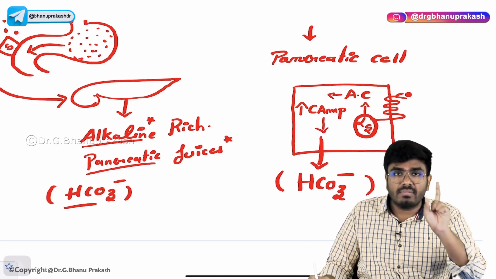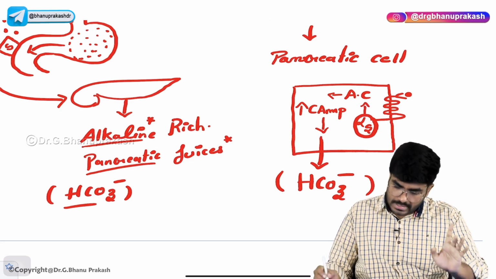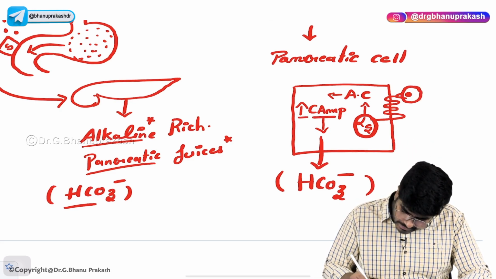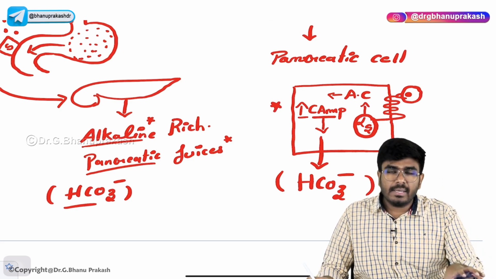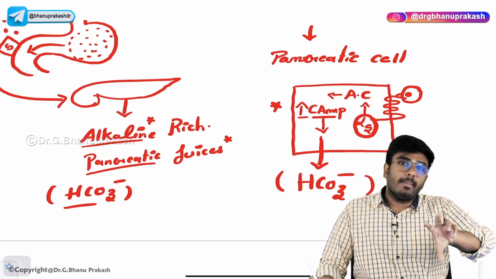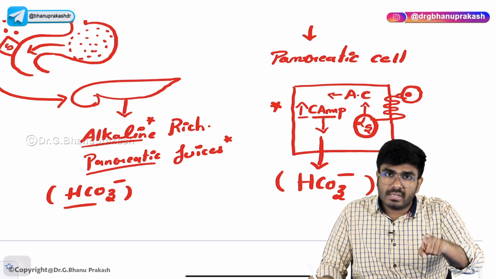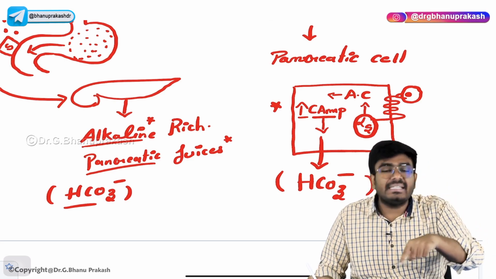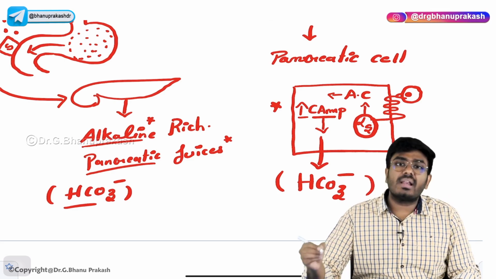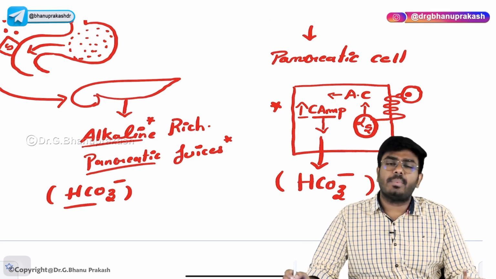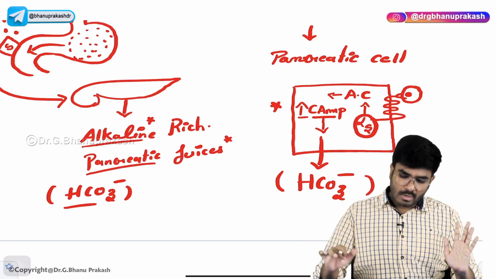So at the end of the day, the one single point which I want you to know is secretin increases the cAMP levels in the cells. Secretin, by acting on its receptor, increases cAMP levels in the cell, and cAMP is acting as a secondary messenger for secretin, helping in releasing more bicarbonates, making the pancreatic juices more alkaline.